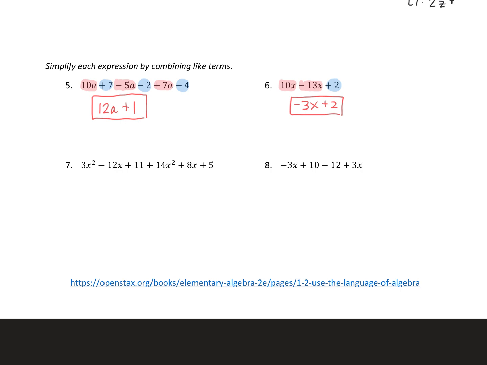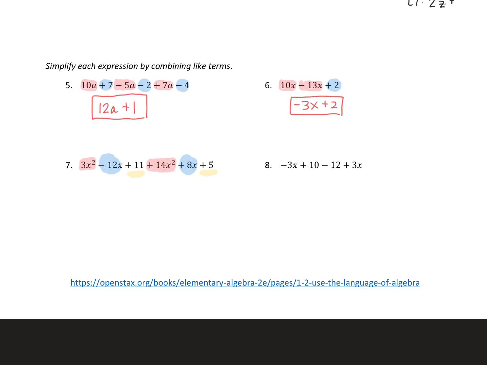Okay, let's look at number 7. So number 7, we have 3x squared. We have 14x squared. These are different than x, like let's say 8x. I would not box that in as like because it doesn't have the same exponent on the x. So x squared is different than x. So we're going to combine our x squares together. Then we will combine our x's together. So negative 12x and 8x. And then we will combine our constants together.